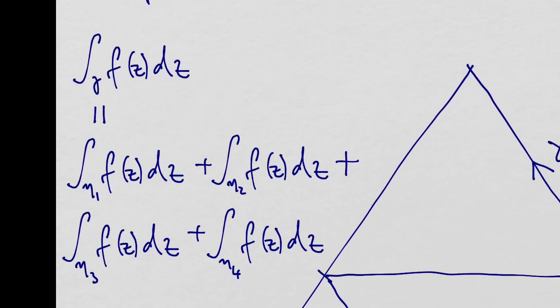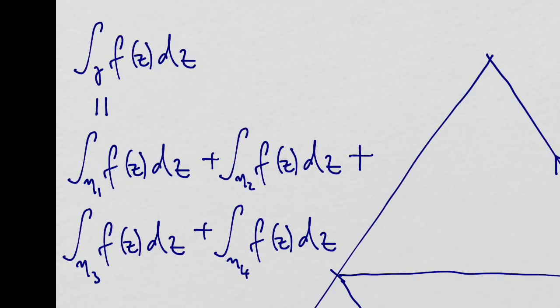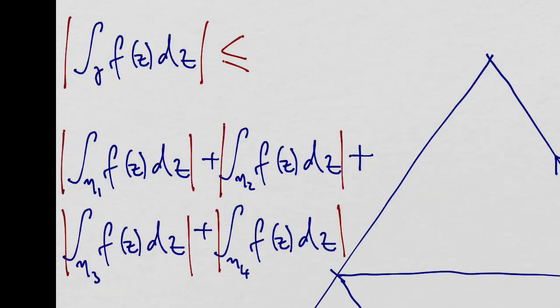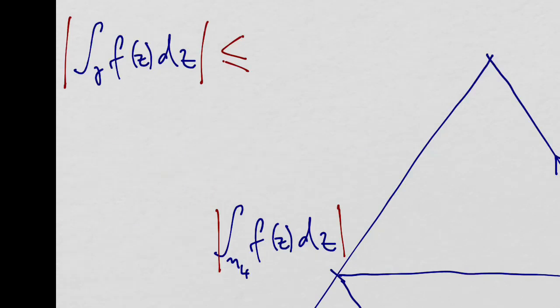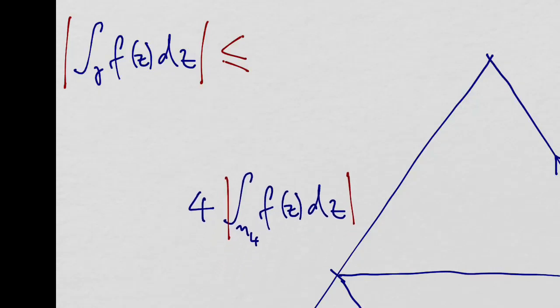Now let's look at this integral we want to work out. We know by the triangle inequality that if I take the modulus of this, then this is less than or equal to the sum of the moduli of these things. And because we're assuming that eta 4 is the triangle that gave us the biggest absolute value, we can actually bound it even more. We can get rid of the first 3 of them, take 4 copies of the absolute value of the integral around the triangle eta 4, and just bound our integral by this.